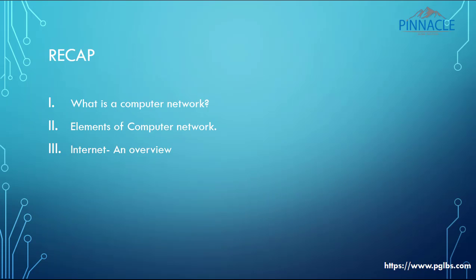Before I take you to the current session, let me give you a quick recap of what we have done in the previous session. In the previous session, we saw what a computer network is, we saw the various elements of a computer network, and we saw what the internet is and how big it was. So in the computer network, we saw what open networks and closed networks are, and we also saw the necessity of connecting two or more computers together.